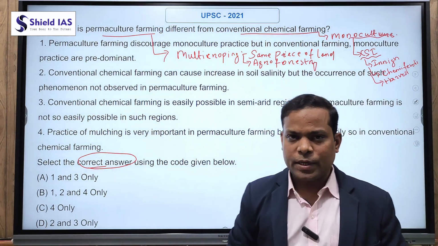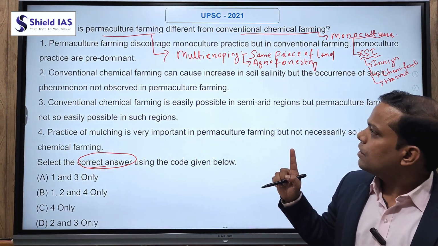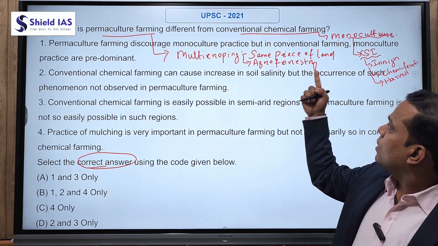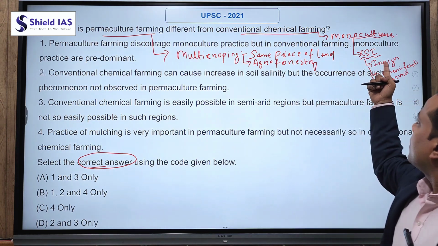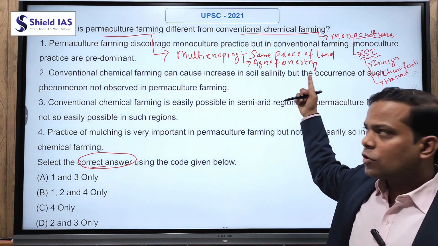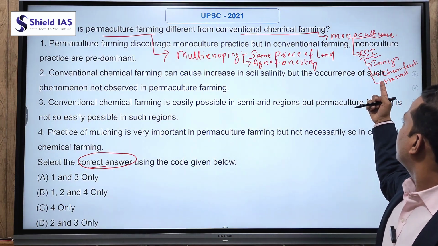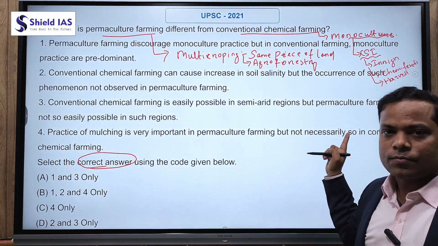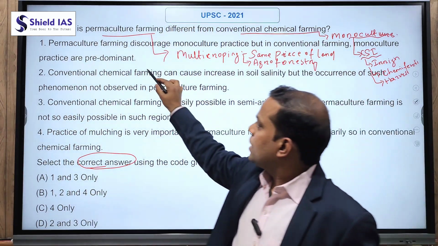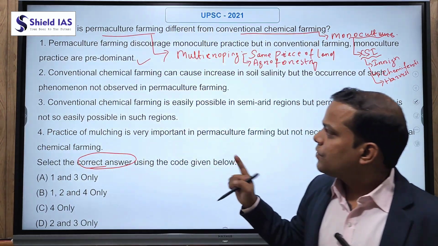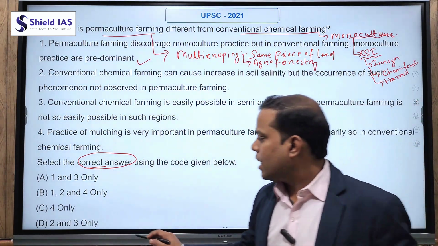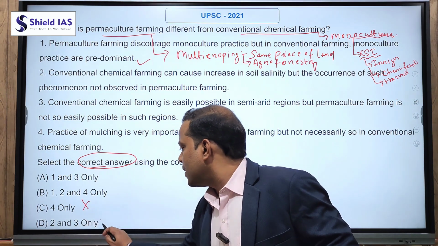So here the first statement says that permaculture farming discourages monoculture practices, but in conventional farming monoculture practices are predominant. As we discussed, in conventional farming monoculture dominates. Why? Because it requires some crop-specific inputs like irrigation, chemical fertilizer and harvesting. So here the first statement is correct. If the first statement is correct, we can eliminate C and we can also eliminate D.